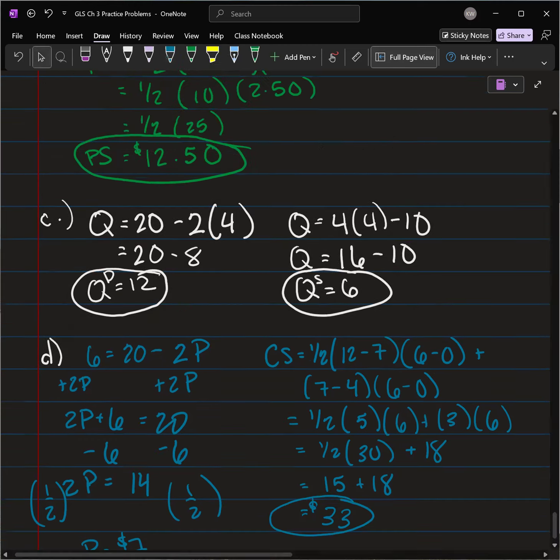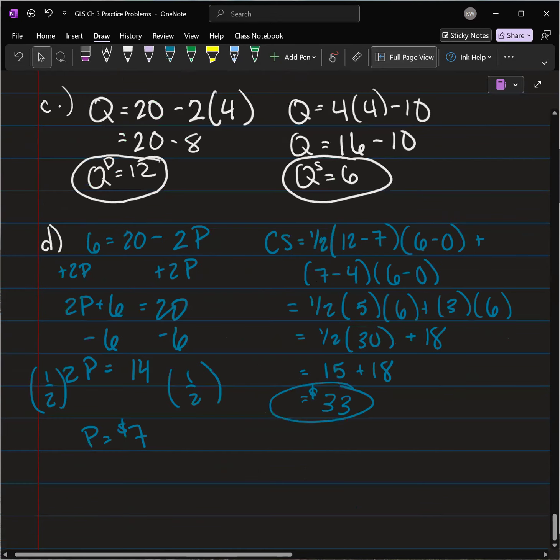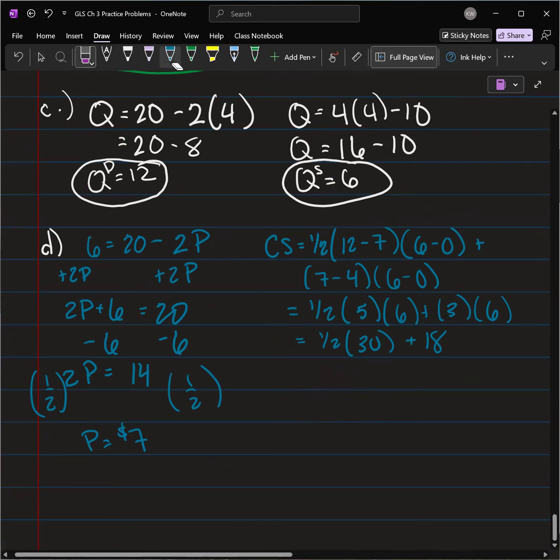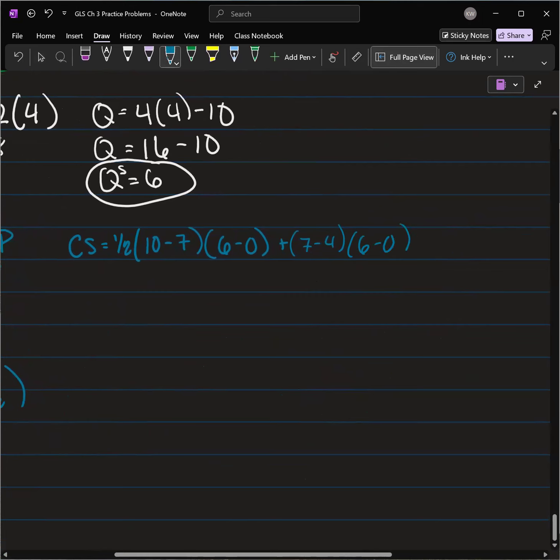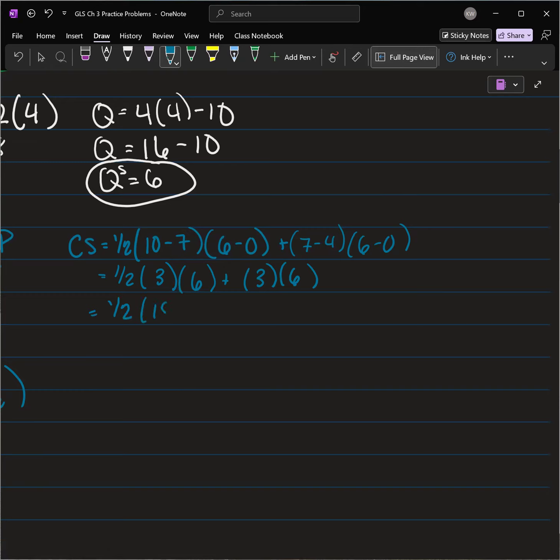Oh, I think maybe I put the wrong choke price. Yes, I did. So let's try that again. In our initial consumer surplus setup, our height is the difference between the demand choke price, which is 10, not 12. So we'll have 10 minus 7 times 6 minus 0 times 1/2 plus 7 minus 4 times 6 minus 0. And simplifying from here, that's going to get us 1/2 times 3 times 6 plus 3 times 6. That gets us 1/2 times 18 plus 18, which gives us 9 plus 18, which is 27. That's what it's supposed to be.